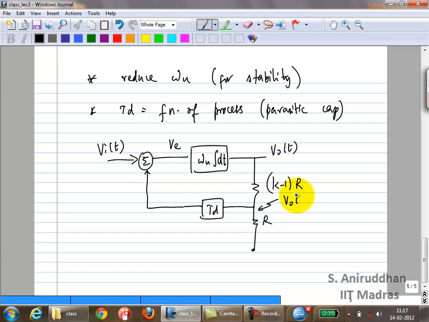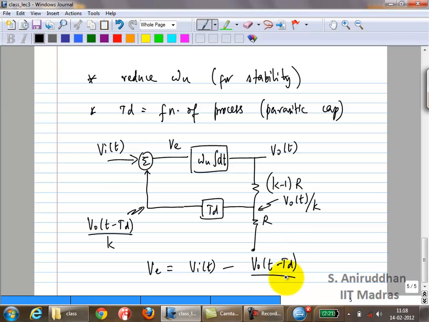What is this? This is nothing but V of t over k. What is this? T minus Td over K. Correct? So now the error voltage, Vi of t minus 1 over k Vo of t minus Td. That is your error voltage.